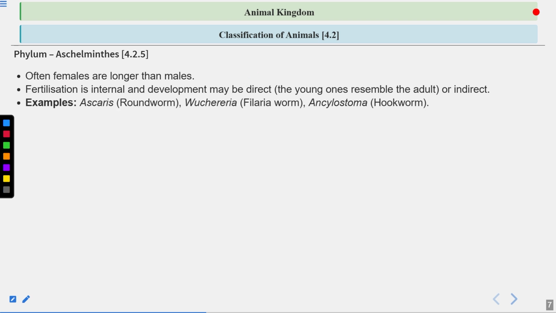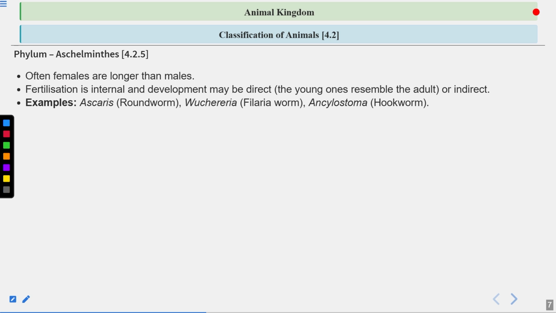Examples. Now we will talk about the examples. I am again saying, and I repeat it at the end of every phylum, that examples are very important. You must remember the scientific name as well as the common name. The very first example, Ascaris, is also known as roundworm. So roundworm is the common name, right? Now this Ascaris causes a disease that is called ascariasis.